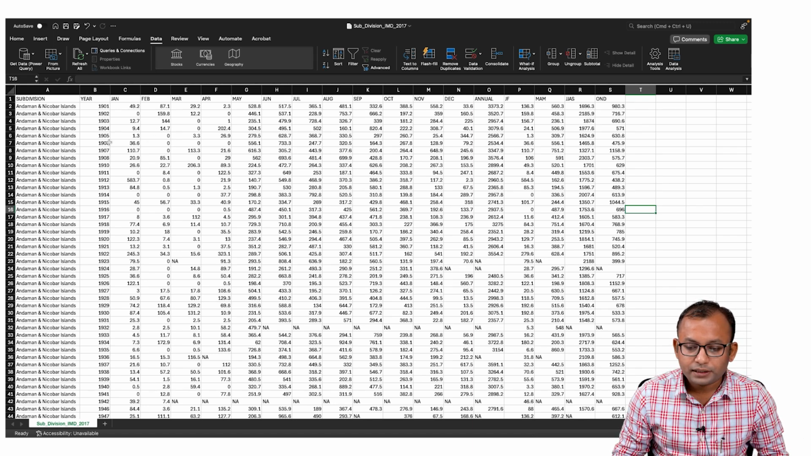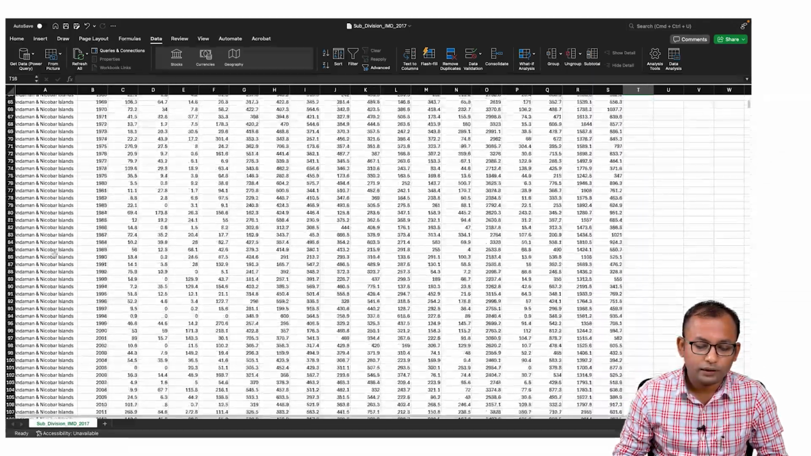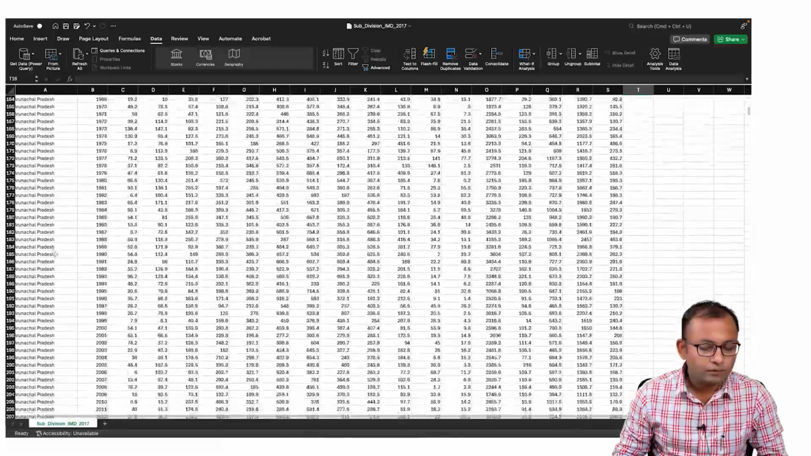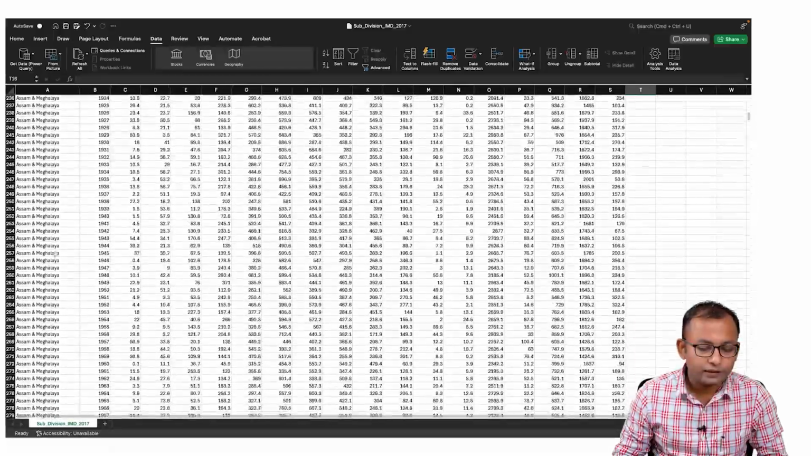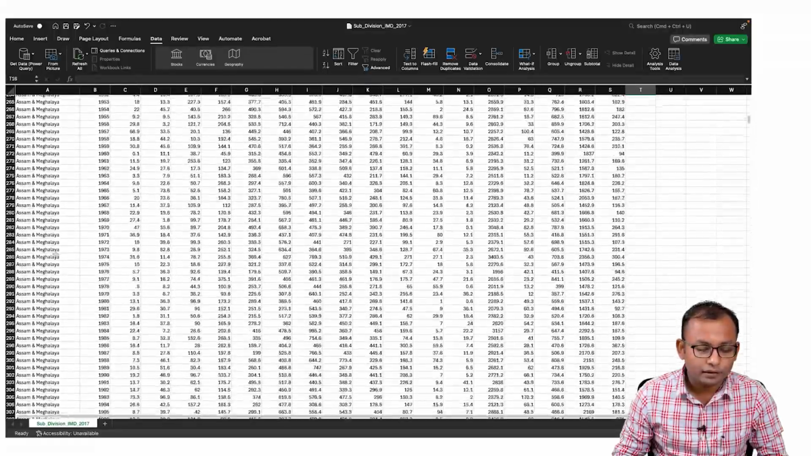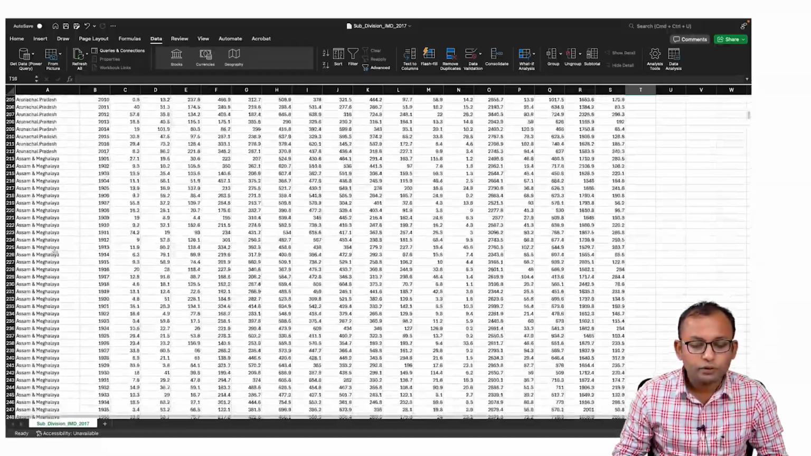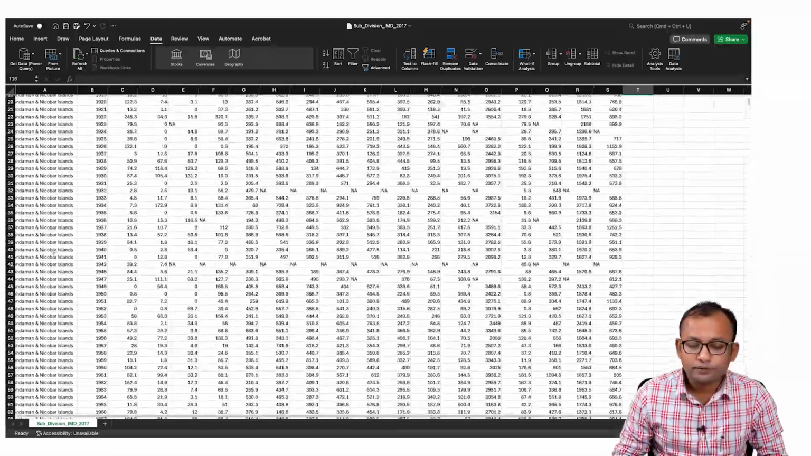On my screen you can see this is the file which I referred to in my previous lecture, an Excel file. Here you can see that there are different regions listed. Further down you can see there are several different regions, for example Assam, Meghalaya, and then multiple other regions like Tripura. So, let us keep this file at the top.